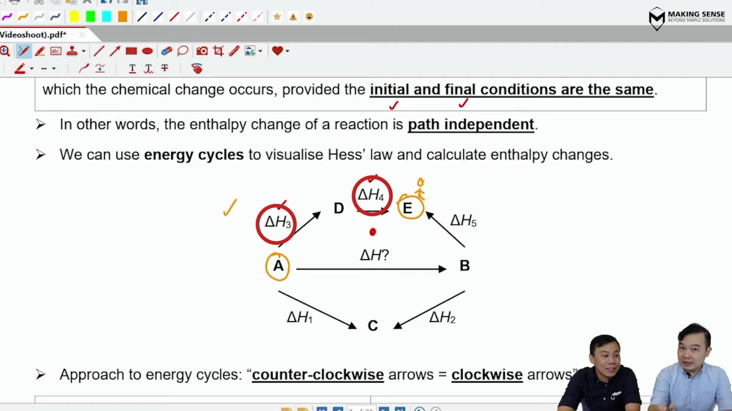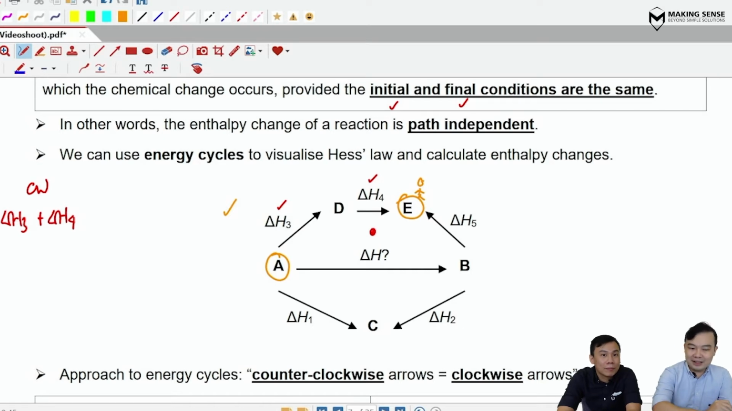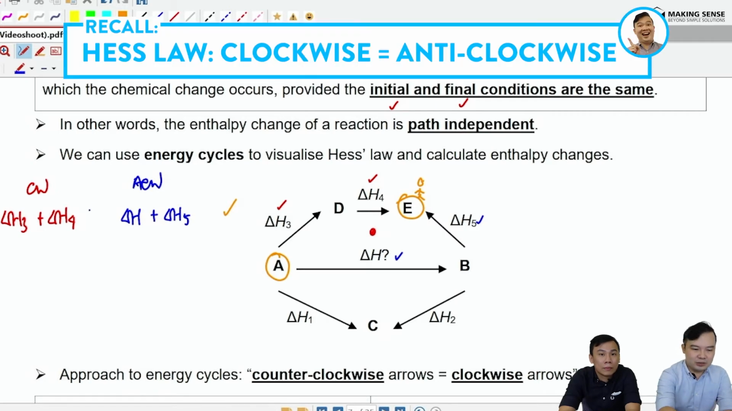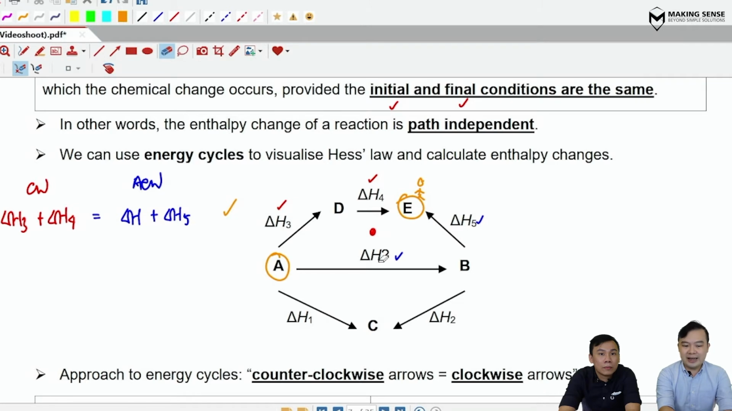That's right. So I'll take these two enthalpy changes and add them up together because they are all in a clockwise manner. How about the anti-clockwise ones then? Right, so you'll be delta H and delta H5. I'll add these two together. Now, Hess's Law tells me that they are going to be equal to each other, so you can equate them. If you are trying to find the enthalpy change, delta H, you can make delta H the subject of the formula, bearing in mind that the rest of the enthalpy changes are already known. So this is the application of Hess's Law.